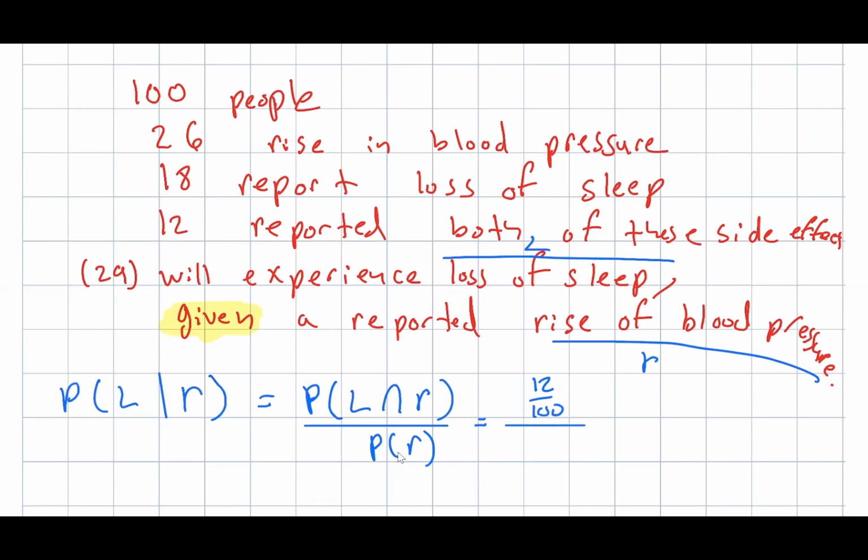And then if you look at the bottom, it's the probability they have a rise in blood pressure. If you look at the second line, I put 26 have a rise in blood pressure. So you put 26 out of 100. So for this question, I got 12 divided by 100 and 26 divided by 100.